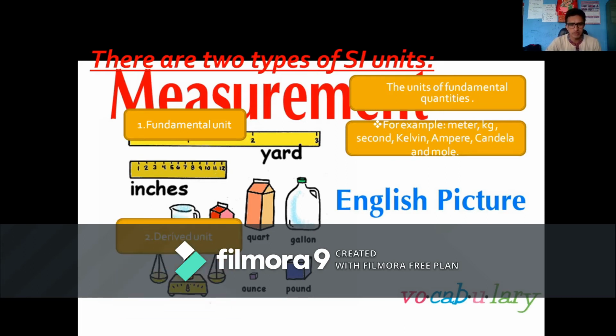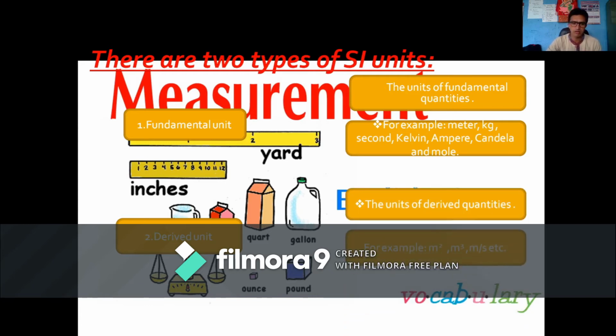And derived units are the units of derived quantities. The units of derived quantities are called derived units. For example, meter square, meter cube, meter per second, etc.